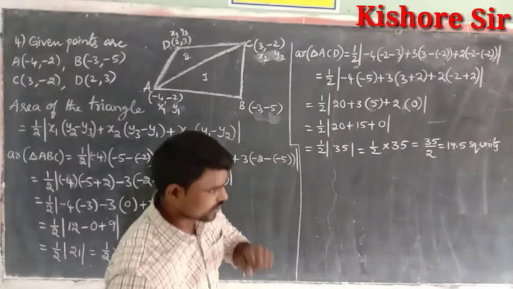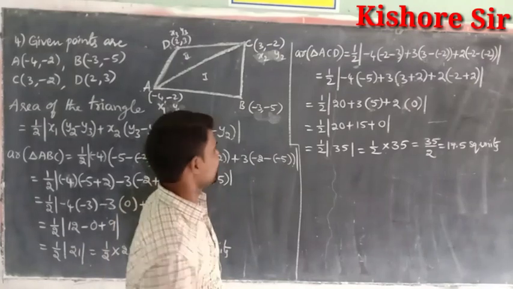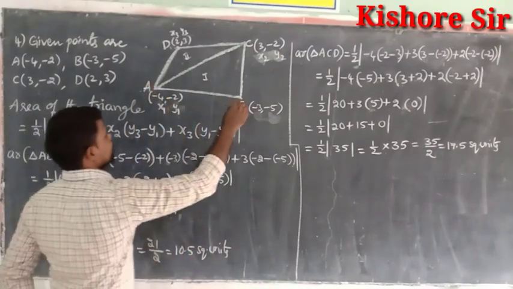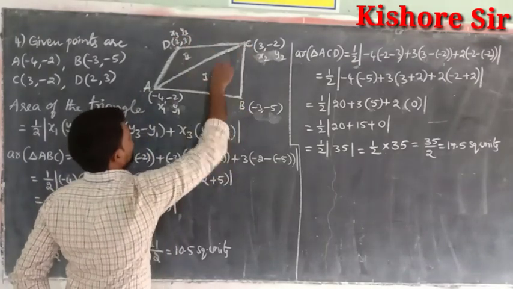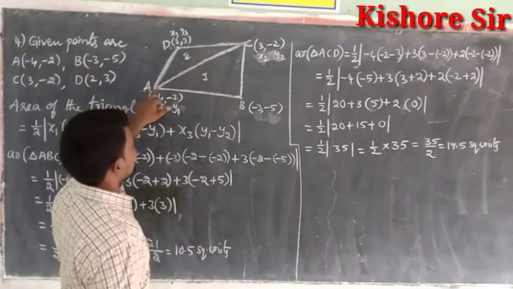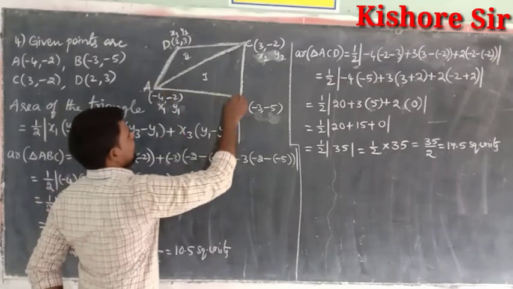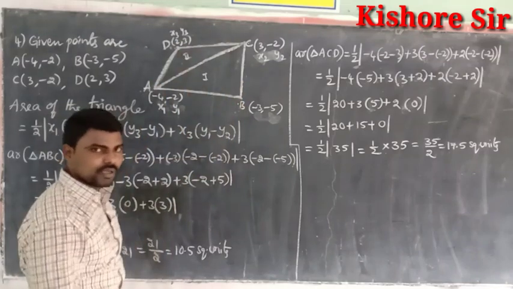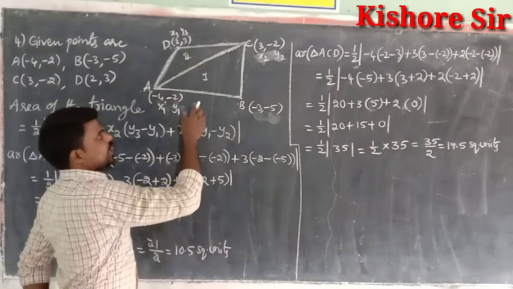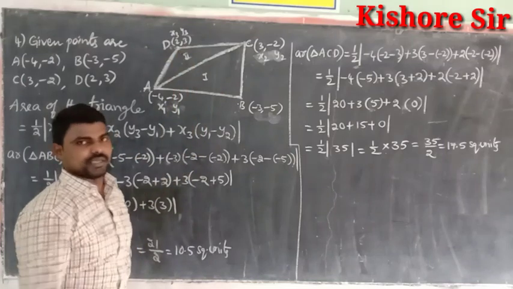So see the problem once again. What is the problem? Find the area of the quadrilateral. What is the quadrilateral here? The quadrilateral is ABCD, the total figure. How to get the area of the total figure? That is the quadrilateral ABCD. So the area of quadrilateral ABCD is equal to the sum of the areas of these two triangles, triangle ABC and triangle ACD.